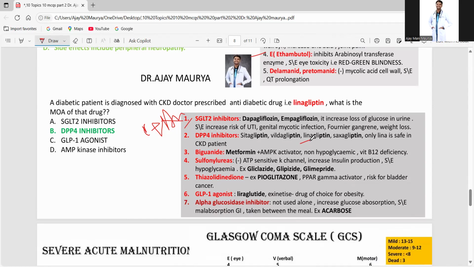I think you know metformin and the sulfonylureas like glipizide and glimepiride, which cause hypoglycemia.